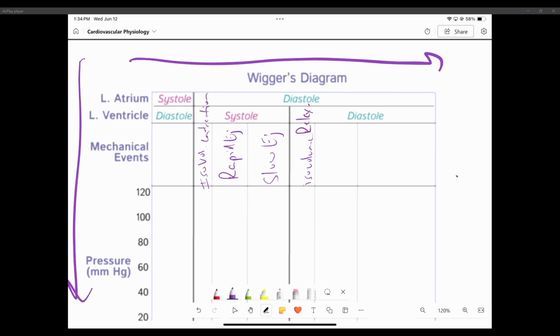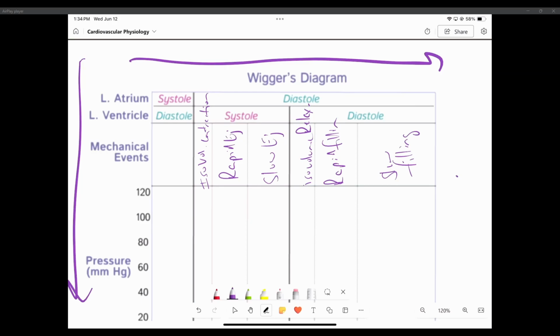So that's isovolumic relaxation. And then the opposite things just happen on the way out. We have rapid filling. And then finally, slow filling. Everyone good on these 6 terms?